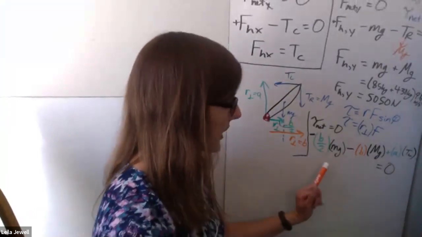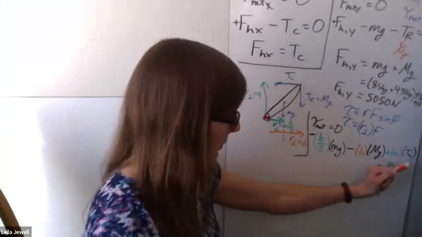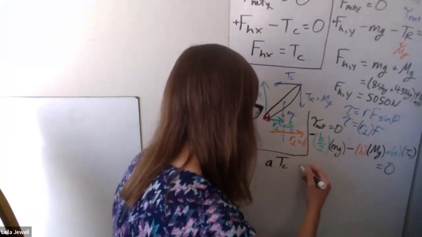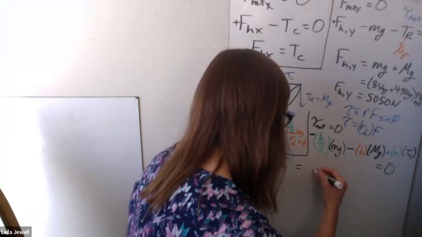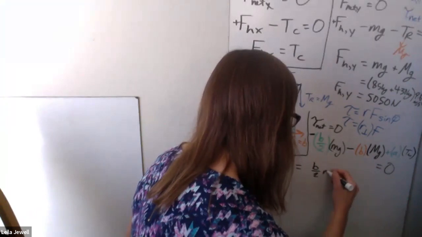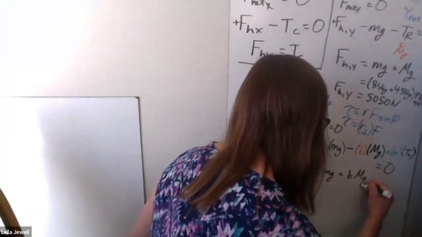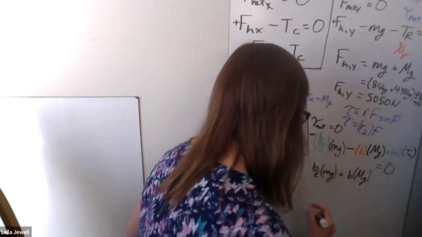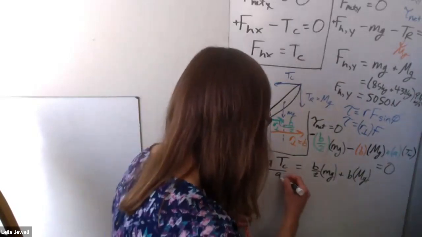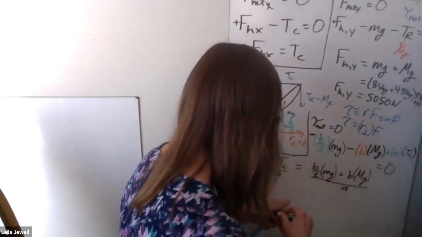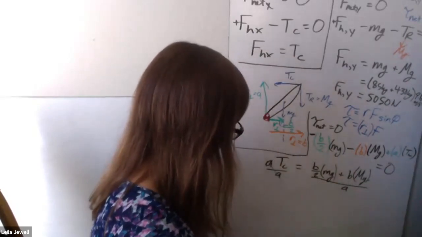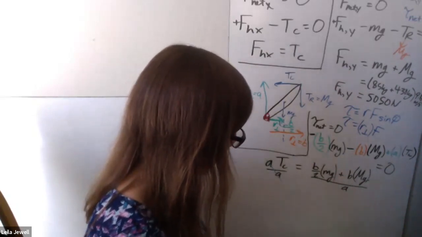So we have, these are both negative, so I'm going to add them to the other side and keep this A times TC over here. So A times TC is equal to B over 2 times mg plus B times big Mg. And then we can divide both sides by A, and we now can solve for TC. So that's now an equation that is entirely solvable.